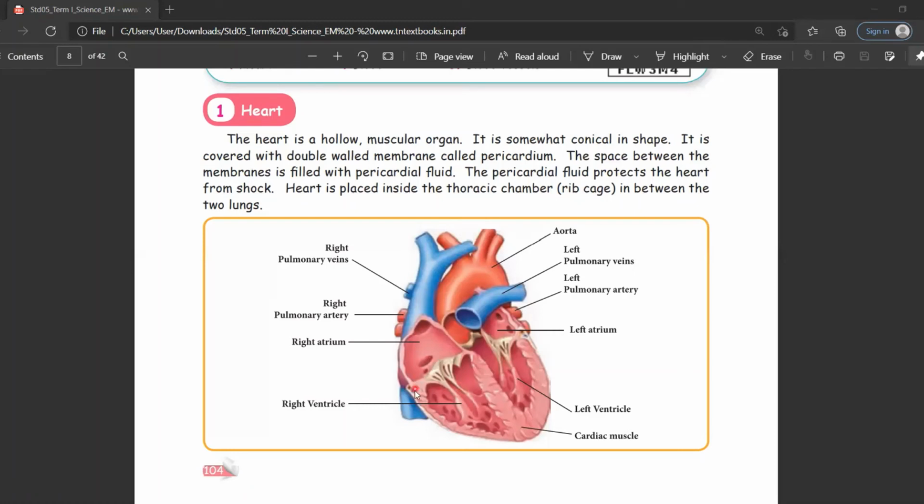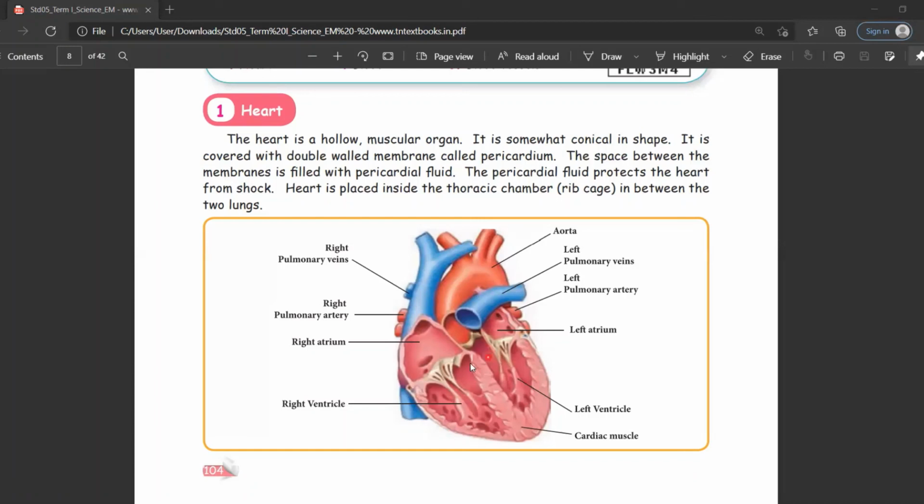The upper and the lower chambers of the heart are separated by a muscular wall called the auriculoventricular septum. The right side of the heart receives deoxygenated blood from various parts of the body and pumps it to the lungs for oxygenation. The left side of the heart receives oxygenated blood from the lungs and pumps it to different parts of the body.